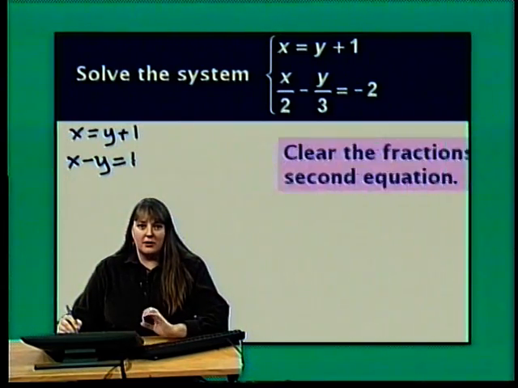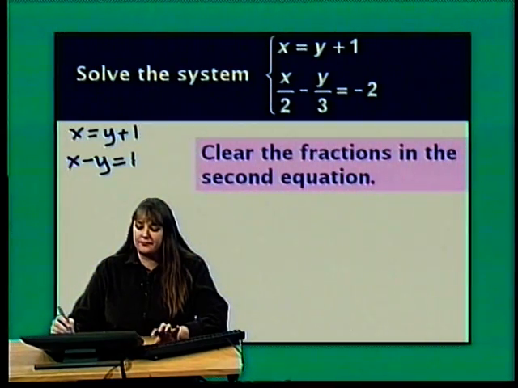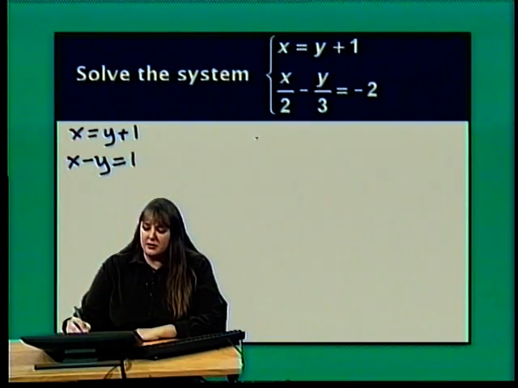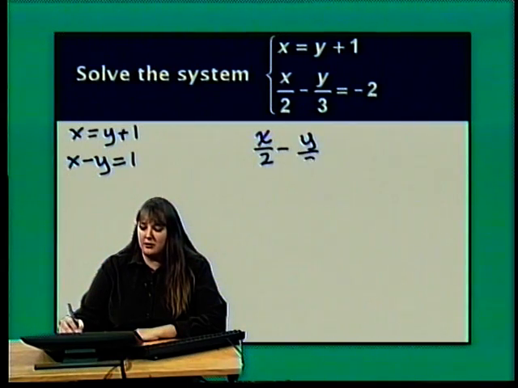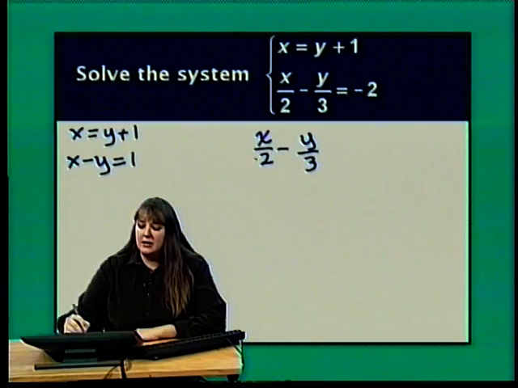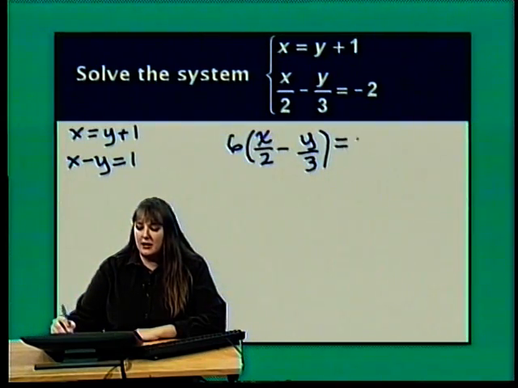The next thing that I want to do is to clear the fractions in the second equation. My arithmetic is going to be a lot easier if I don't have all of those fractions while I'm going through the elimination process. So looking at that second equation, we have a 2 in the denominator, x over 2, minus we have a 3 in the denominator in y over 3. The least common multiple of 2 and 3 is 6. So if I multiply both sides of this second equation by 6, I'll eliminate the fractions.